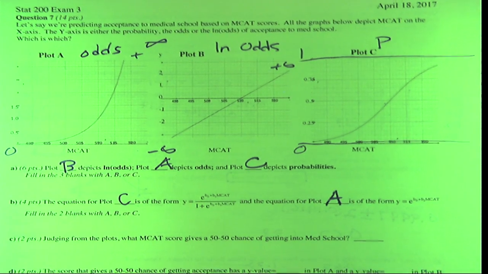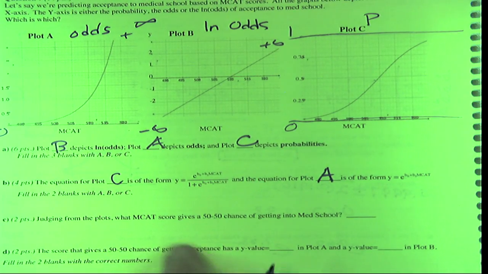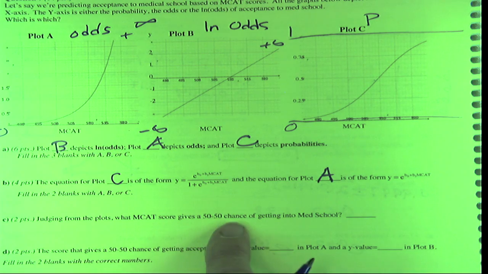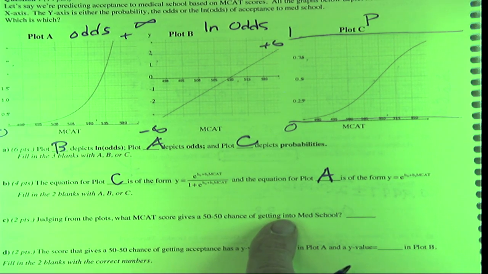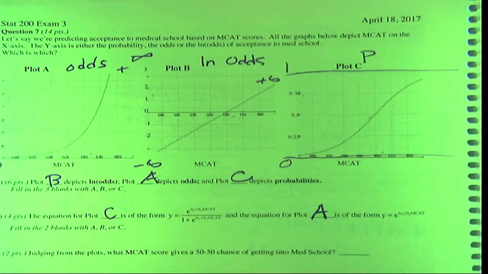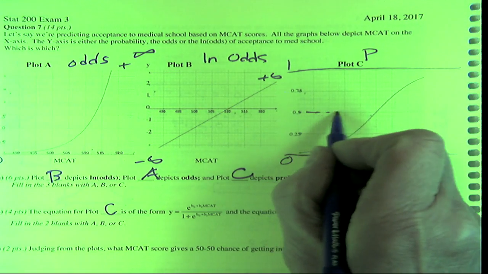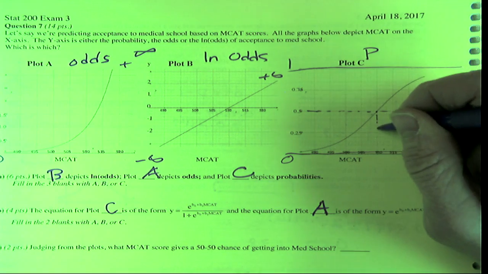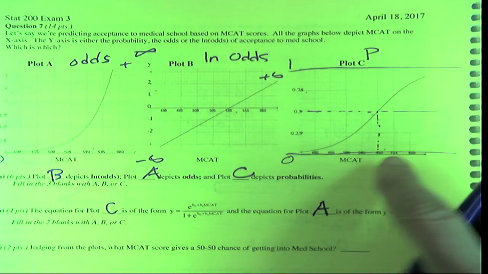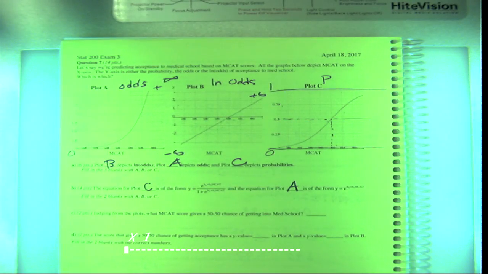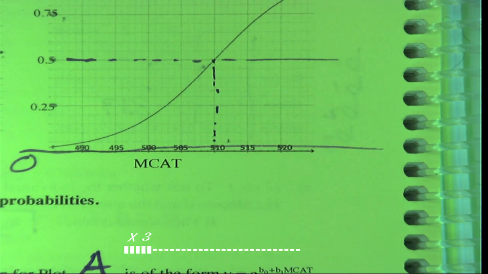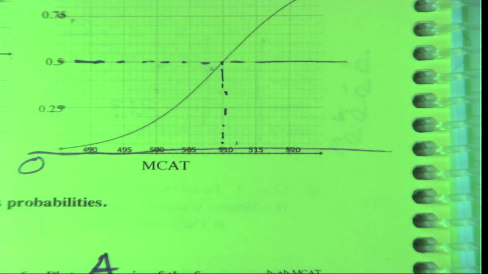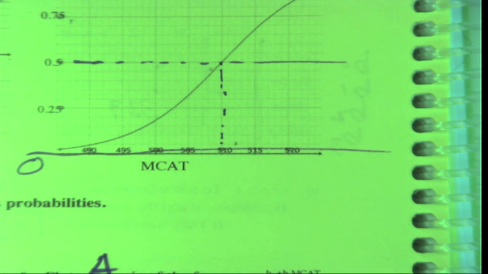Now, judging from the plots, what MCAT score gives a 50-50 chance of getting into med school? So here's your 50-50 line, 0.5 probability, and what is that? I can't even read it, but it's right there. Whatever that is, 510. All right, so that's 510.